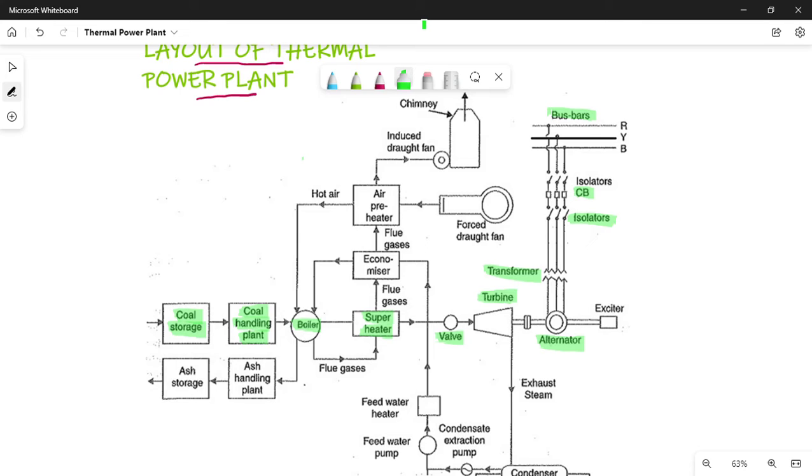The alternator requires a DC supply to produce magnetic flux. For that, we have a small DC generator coupled with the alternator, which is called the exciter.